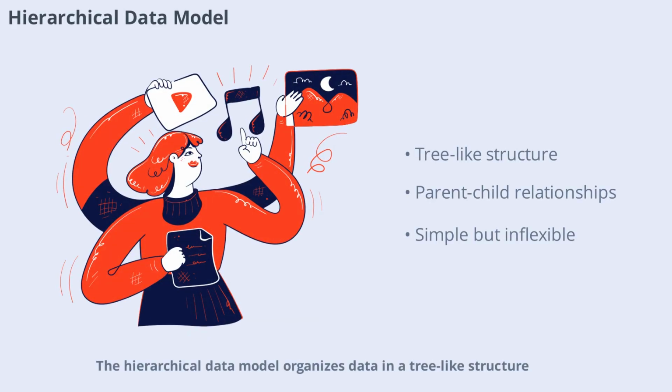The hierarchical data model organizes data in a tree-like structure, with a single root and multiple levels of related records. Each parent record can have multiple child records, but each child has only one parent. This model is simple and efficient for certain applications like organizational charts or file systems. However, it can be inflexible when dealing with complex relationships, which is why other models are often preferred for modern databases.